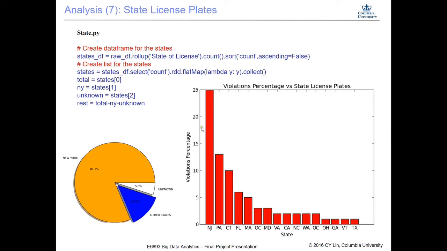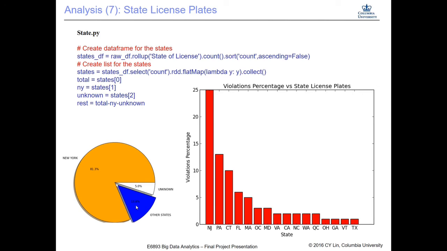As far as the state license plate is concerned, we tried to look into any inconsistencies concerning the license plate on the state of the violator. We started with a state.py file. Again, by using flat map, rollup and count operations, we plot the pie chart. As expected here, New York State has a vast majority of them. We'd like to explore though what is happening in the rest of the states, here in the blue part of the pie chart.